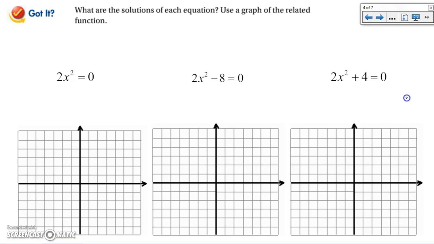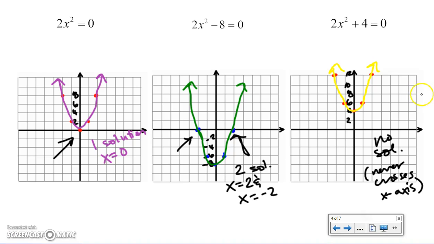All right, at this point, go ahead and pause your video. Graph the 3 of these and state their number of solutions and what they are. Remember, solutions are where they cross the x-axis. And then play the video to check that you got it right. All right, go ahead and check your answers.